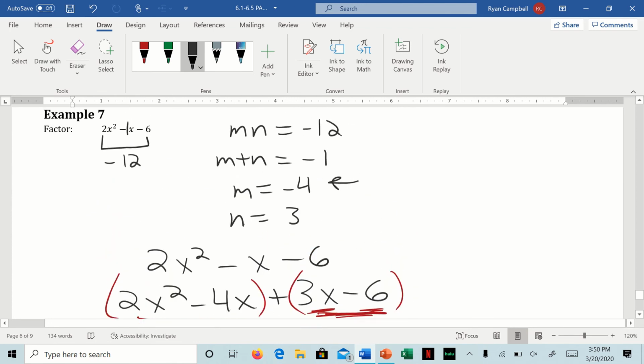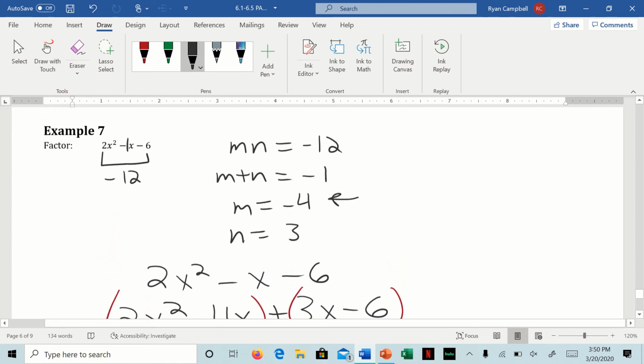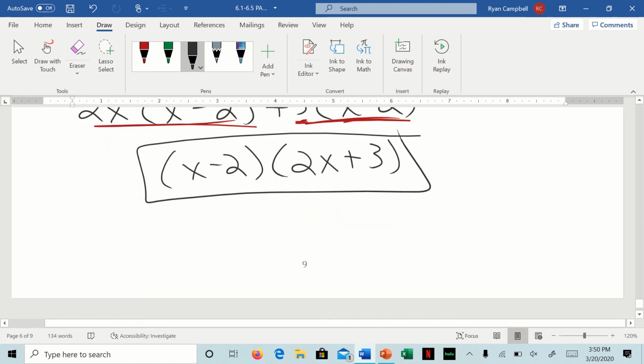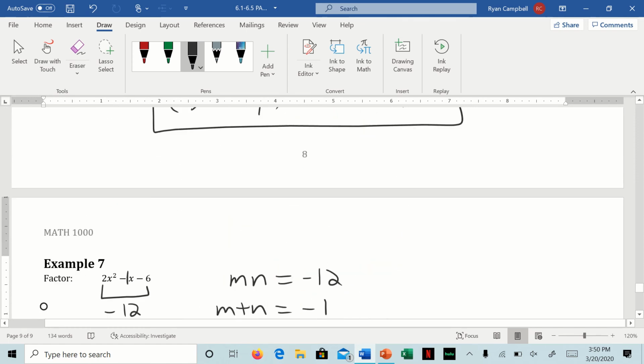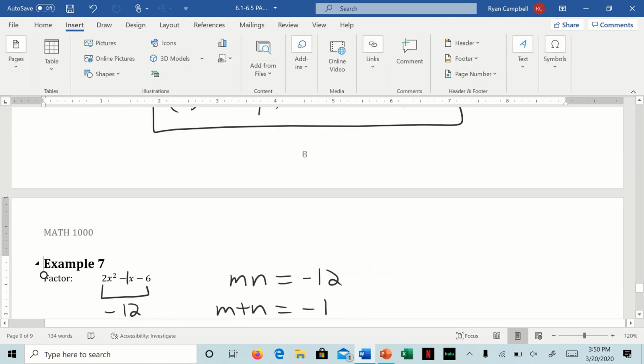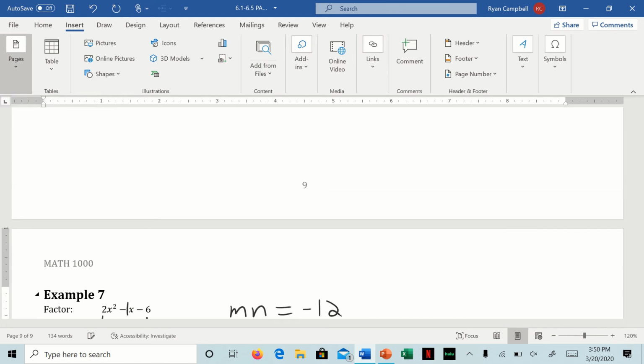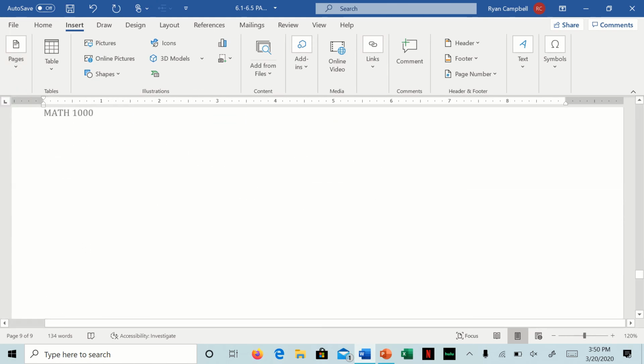Nope. Did I not do the rest of these? I did not. Whoops. That's bad on my part. All right. Well, we still have 2 more examples, so I guess I'll just write them out. It won't be as pretty, which is fine.